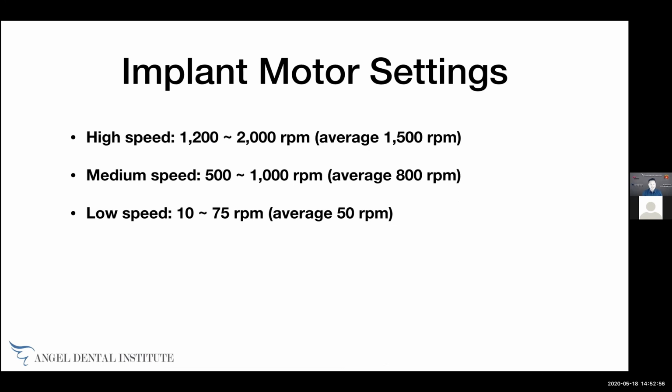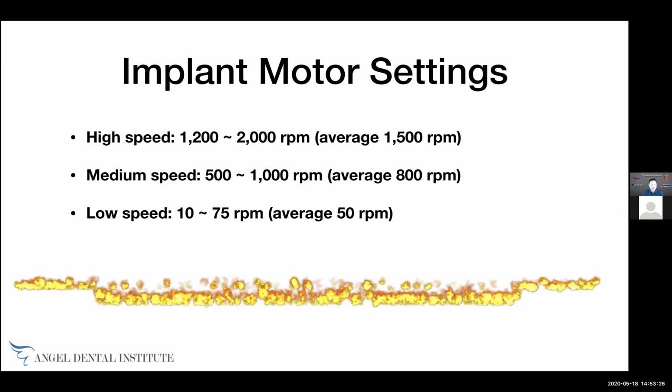When I say high speed, that's anywhere from 1200 to 2000 RPM. Average, obviously, around 1500 RPM is what I go to. And medium speed is anywhere from 500 to 1000 RPM. Average around 800 RPM. And then low speed is anywhere from 10 to 75 RPM, average 50. The low speed, I like to go even lower, maybe 30 RPM. You have better control, okay?